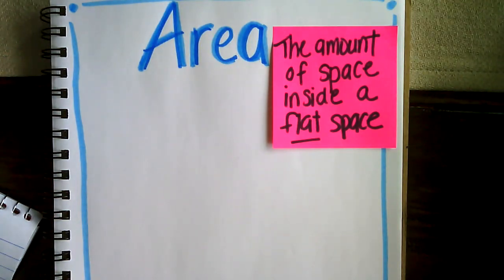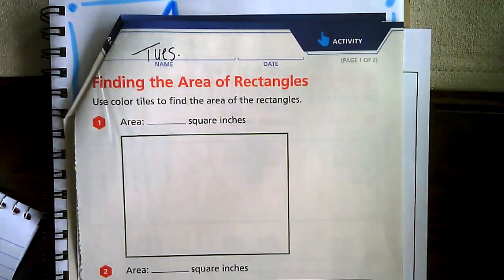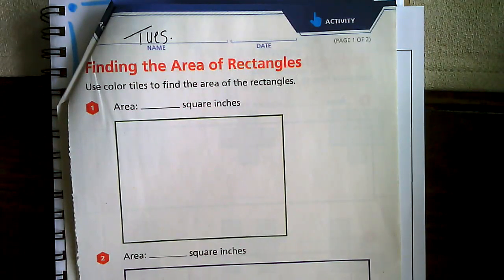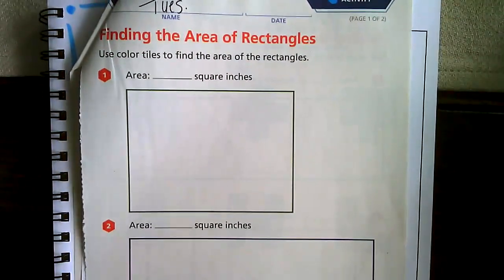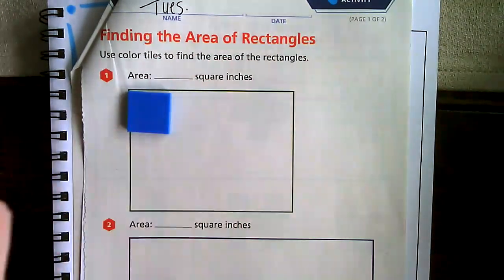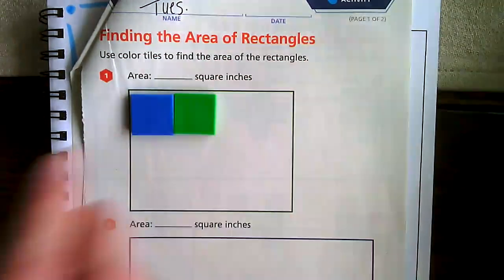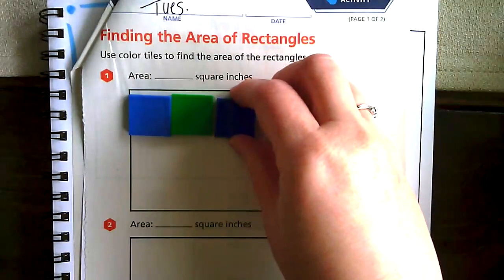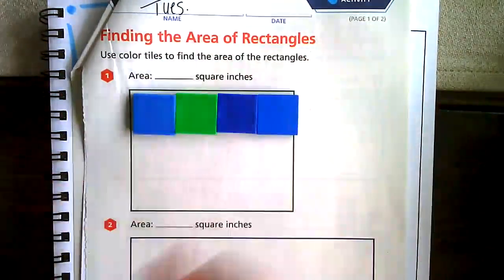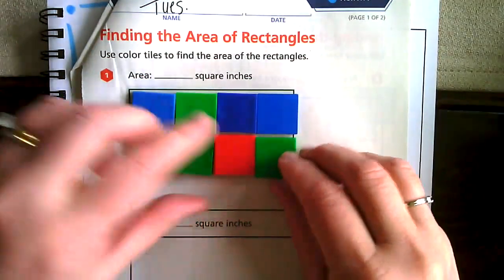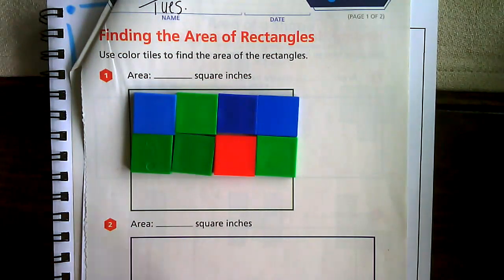I want you to find page 243. It looks like this. And we'll find the area of rectangles. To measure the space, we could simply use color tiles to figure out how much space is inside this. You don't have color tiles at home, so let's just do this together, okay? I want to see how many color tiles will fit in this space. That will tell me the size of this space.